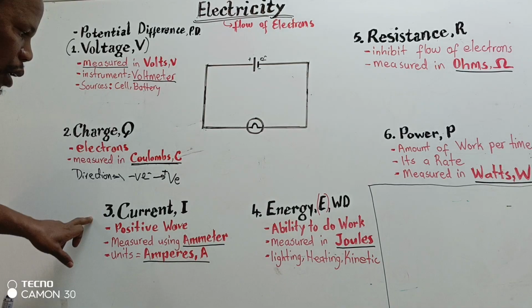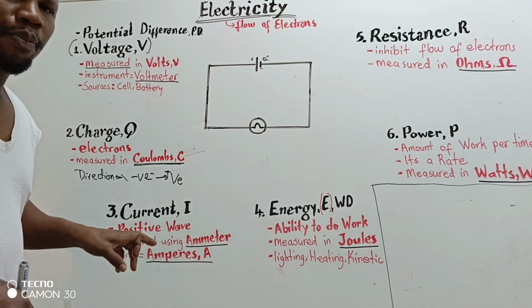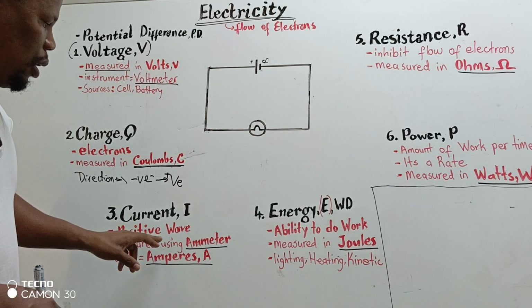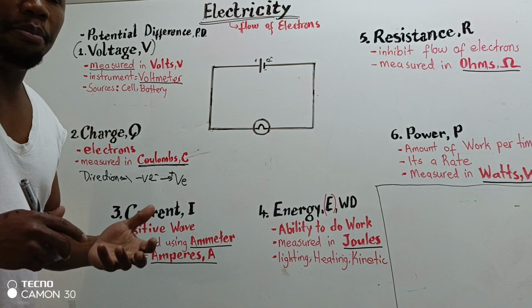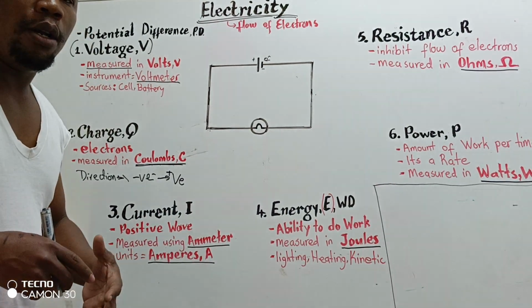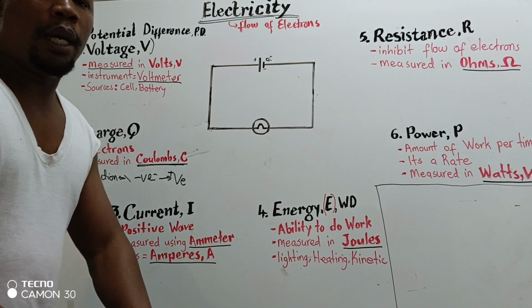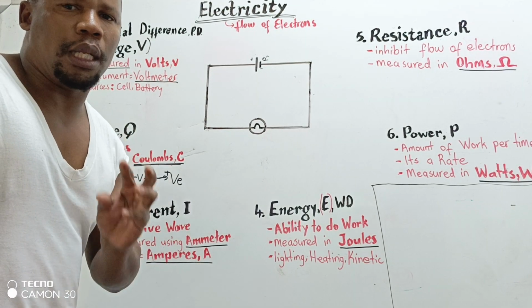This wave is called current. So we talk about current, I, which is simply a wave produced by flowing electrons. And I like giving you this analogy.